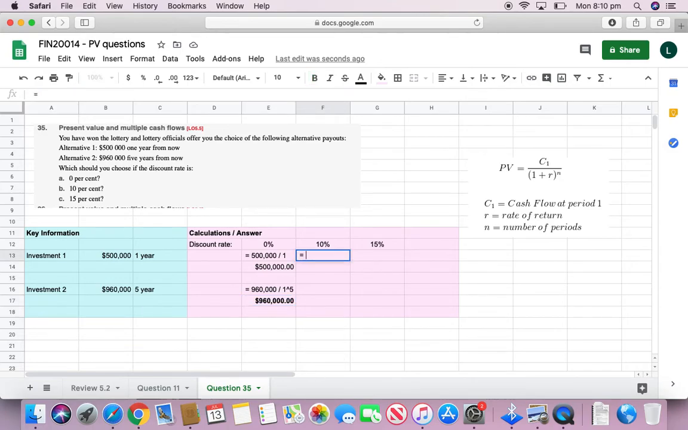Once you've done that, unpause it, and I'm going to go ahead with the calculations now. So now we've got the 500,000 divided by 1.1. And we don't need to power it to anything. Again, it's only 1 year. So 500,000 divided by 1.1. There we go, 454,000. So let's do the 960. 1.1 to the power of 5. Let's do the math.